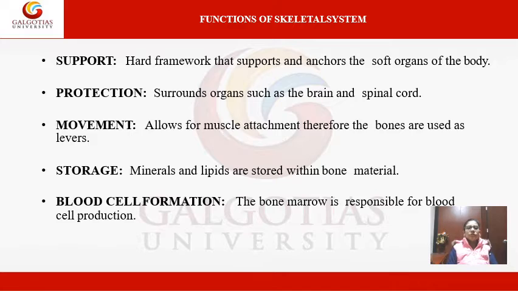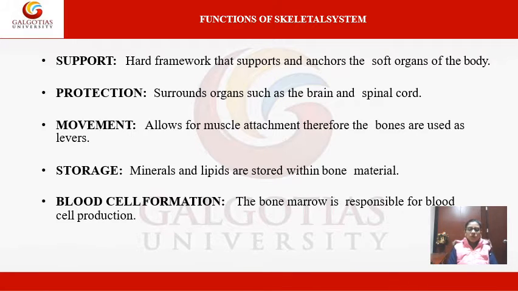Here you will learn the functions of the skeletal system. First one is support. It works as a supportive structure because it is hard, and that's why it can provide support to soft tissues and organs. Second is protection. It surrounds organs such as the brain and spinal cord. The brain is present inside the skull bone, and the spinal cord is placed inside the vertebral column.